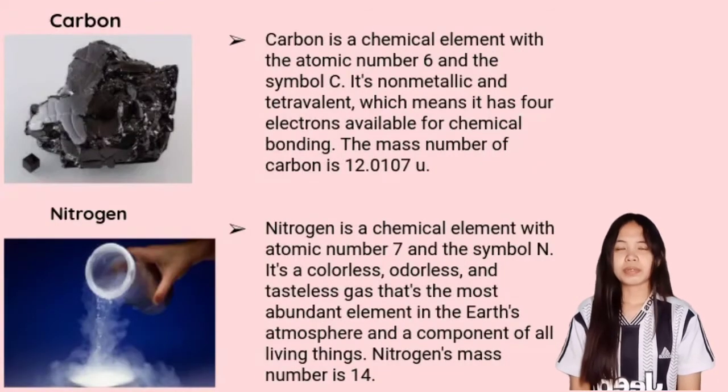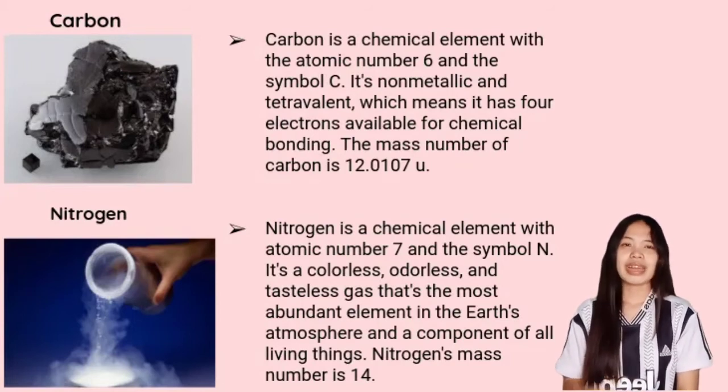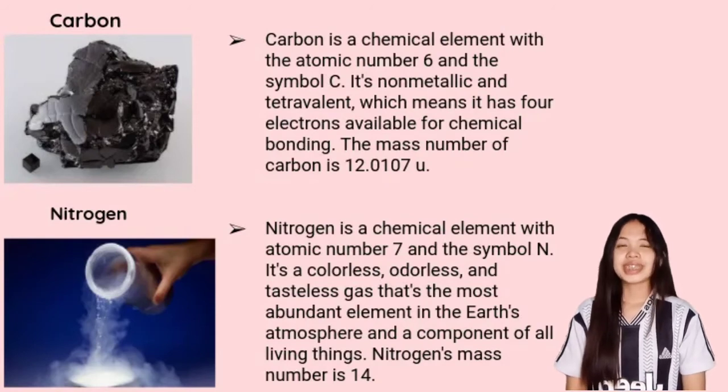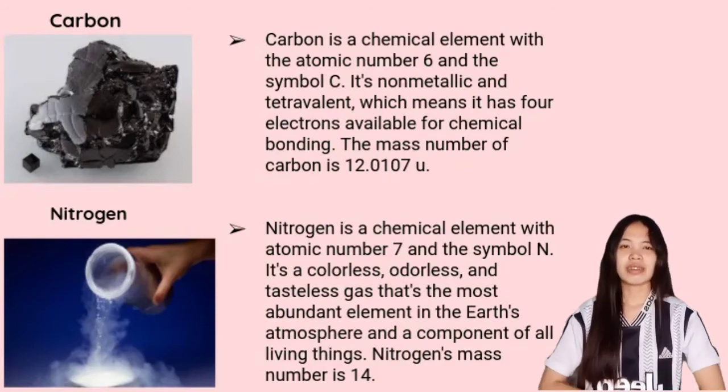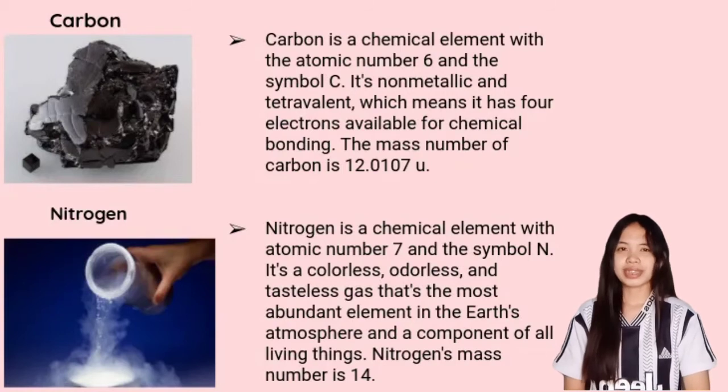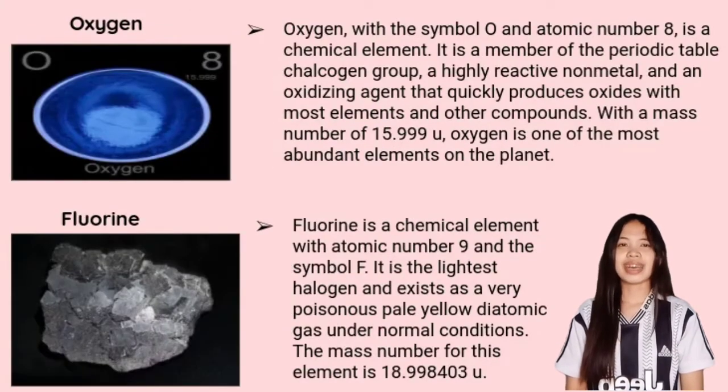Carbon. Carbon is a chemical element with the atomic number 6 and the symbol is C. It's non-metallic and tetravalent, which means it has 4 electrons available for chemical bonding. The mass number of carbon is 12.0107 U.